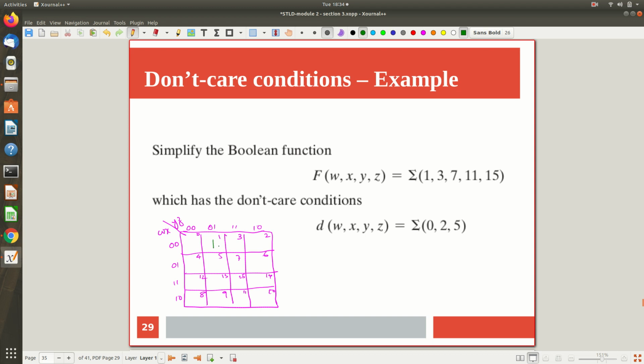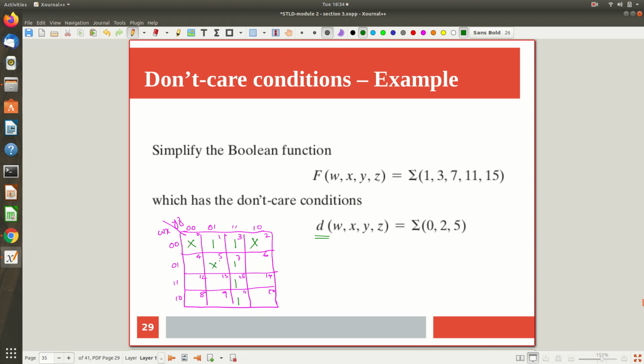1, 3, then 7. If I am making any mistake, in the exam also you have to be very careful with this numbering and all, otherwise you will get the wrong answer. Okay. Yeah, fine. 7 is there, then 11 is there, 15 is there. So only this many ones are there. Now what about the don't cares? Typically they will give don't cares of these variables. It's 0, 2 and 5. So those inputs we are not caring. 0 is there, 2 is there, then 5 is also there, right?